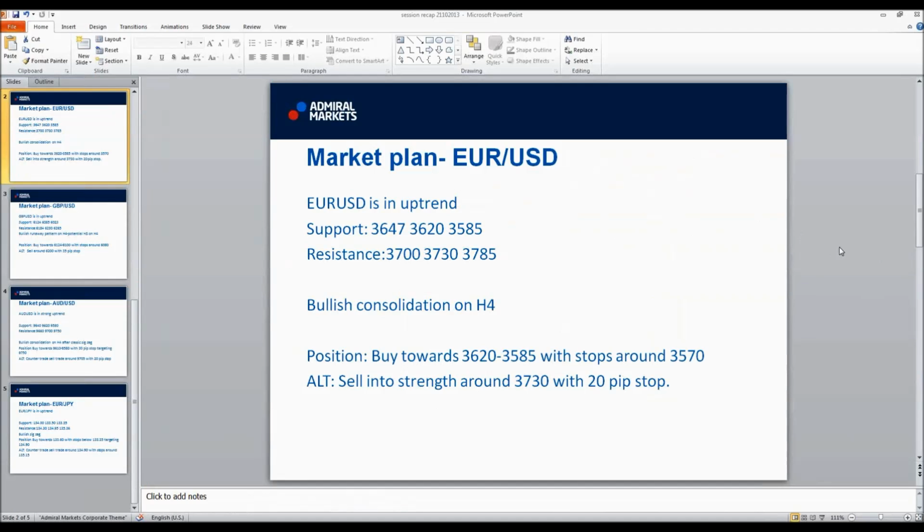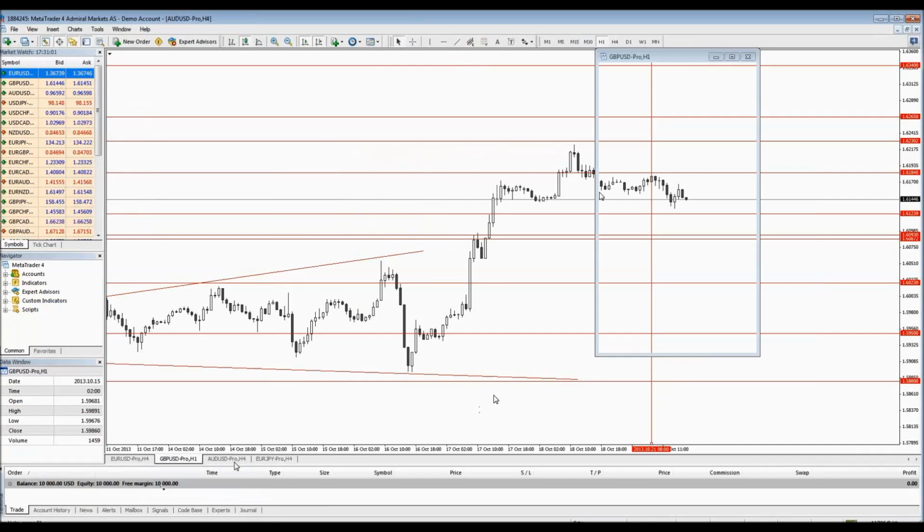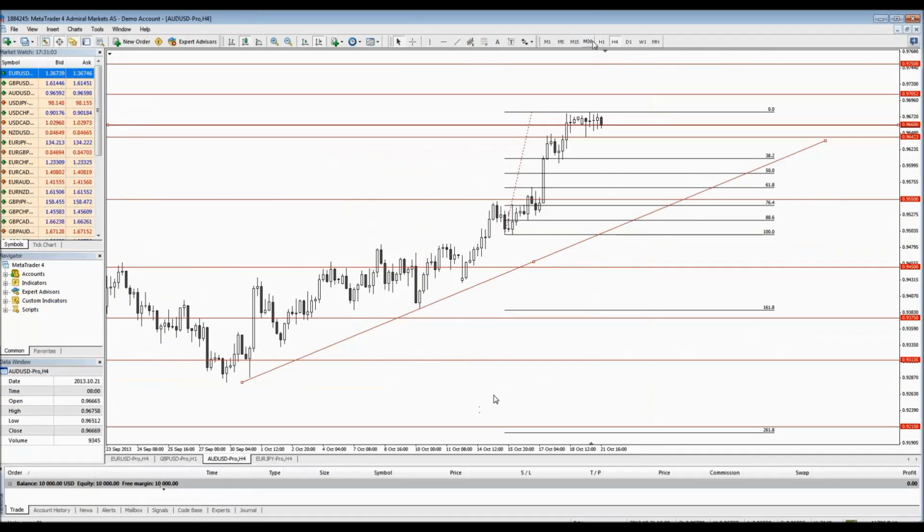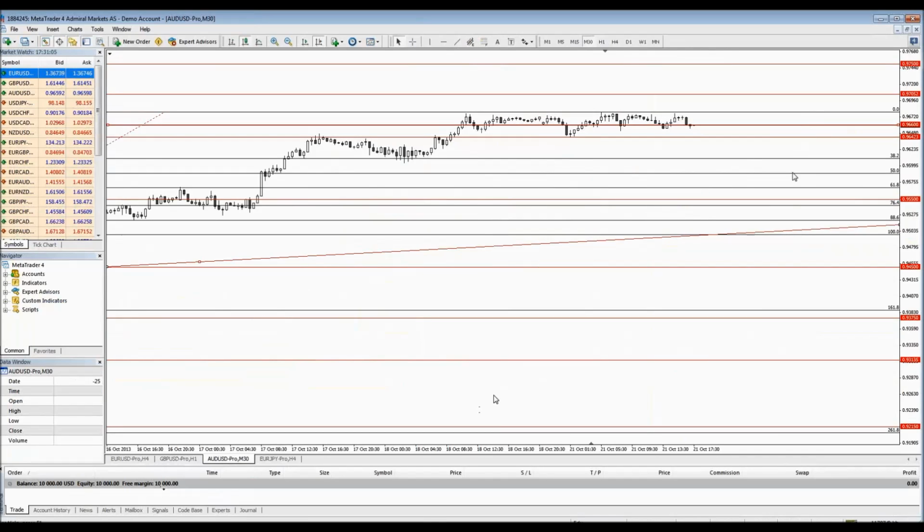So this is the market plan for Euro Dollar. Okay. I will comment on Aussie in the M30 time frame. No, don't worry. This is the market plan for Euro Dollar. Okay, you see it now. Aussie on M30. What do you see on M30 now?